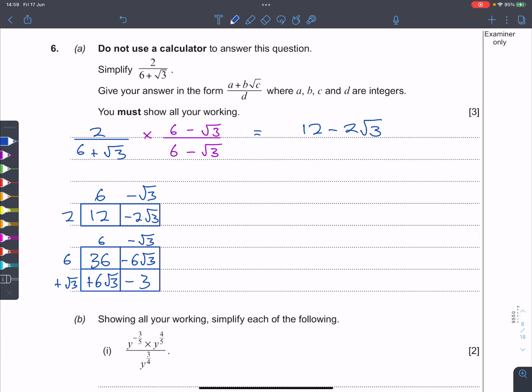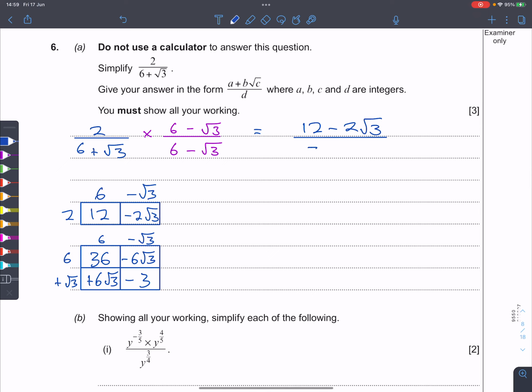So we end up with 36 take away 3. These are our normal integers. 36 take away 3 is 33. And then for my square root part, I've got negative 6 root 3 plus 6 root 3, so they're going to cancel. And that's why we multiply by the conjugate, because it will always cancel. So this 33 can go there, and that's our final solution. Just making sure that there are no common factors, so that it is as simple as possible.